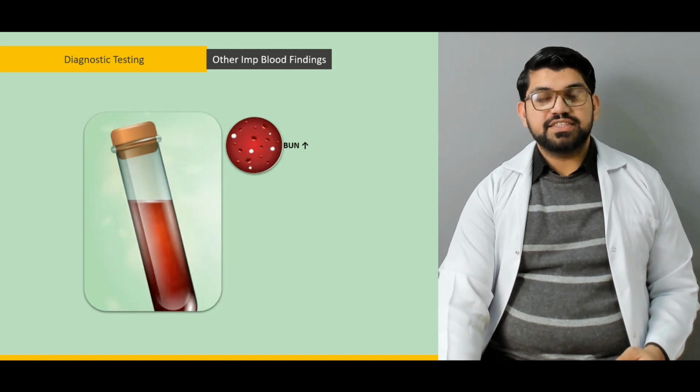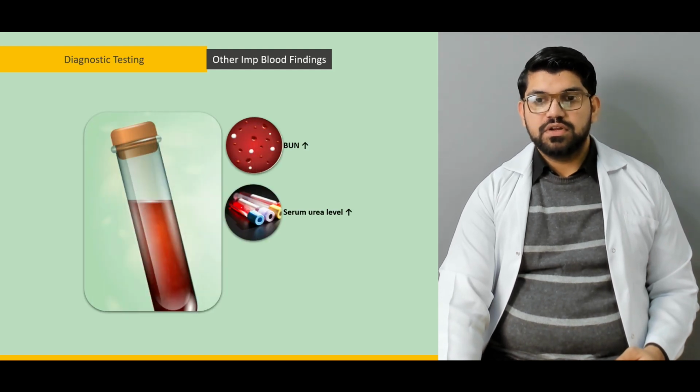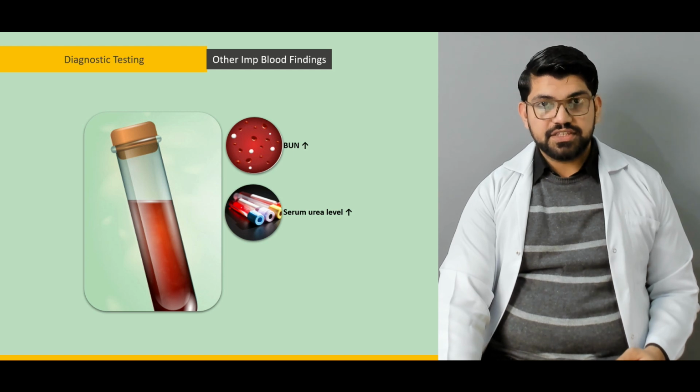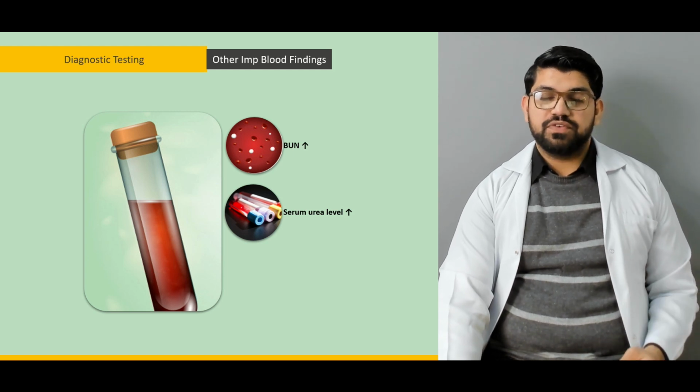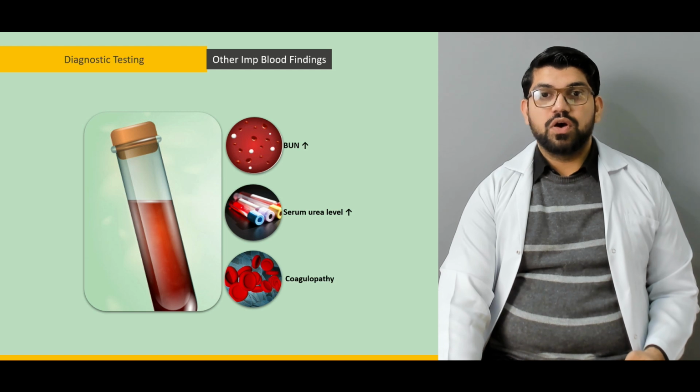Other important blood findings: increased blood urea nitrogen. Urea levels are increased. Why is this so? Because of decreased organ perfusion. Coagulopathy.